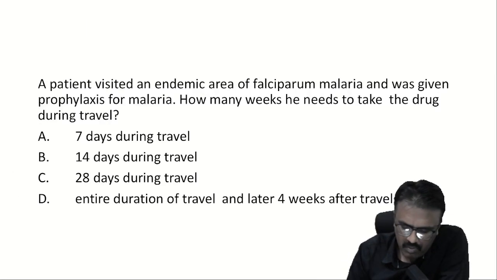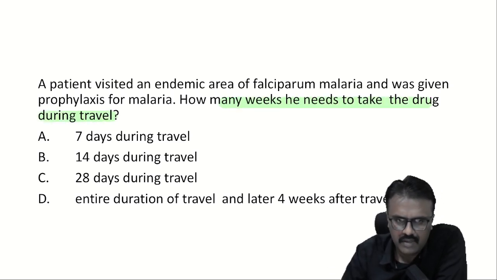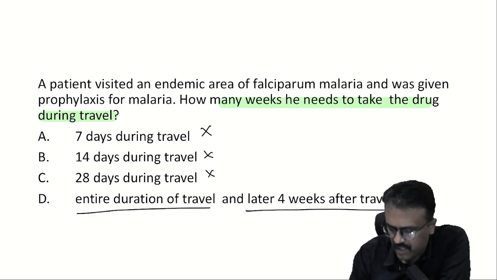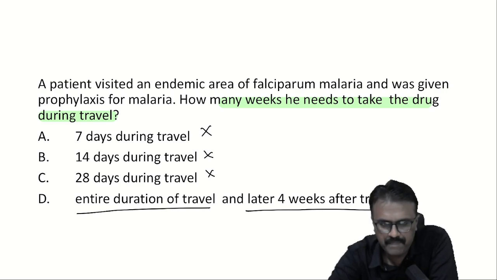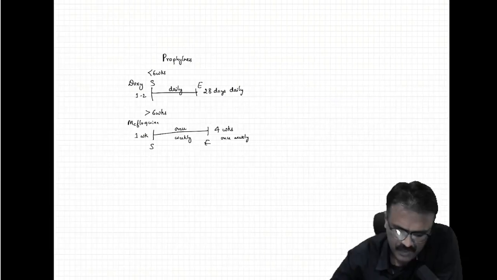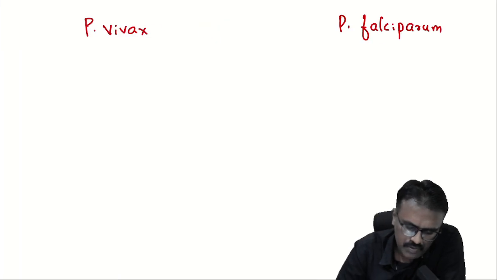So they are asking how many weeks he needs to take the drug during travel. So during travel he has to take it every week. So this is not there, this is not there, this is not there. Entire duration of travel he has to take, and after coming back he has to take it for another 4 weeks. And most of you have answered it correctly. The answer is D.